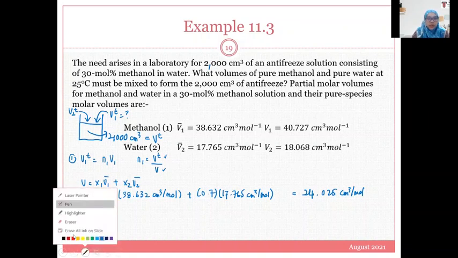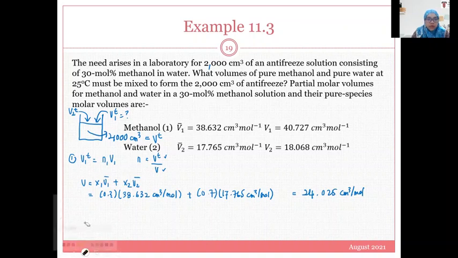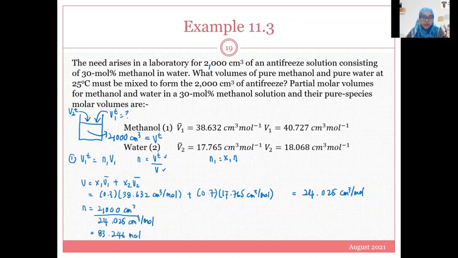And then next, we already defined this and we need the total volume, also given. Okay, basically this is not for n1 but for n. So how to determine n1? n1 equals x1 times n. So we need to define n first. So n is the total volume, 2000, over the molar volume, 24.025, which gives 83.246 mole. So that is the total moles of the solution. So first determine V, and then second determine the moles of the solution.